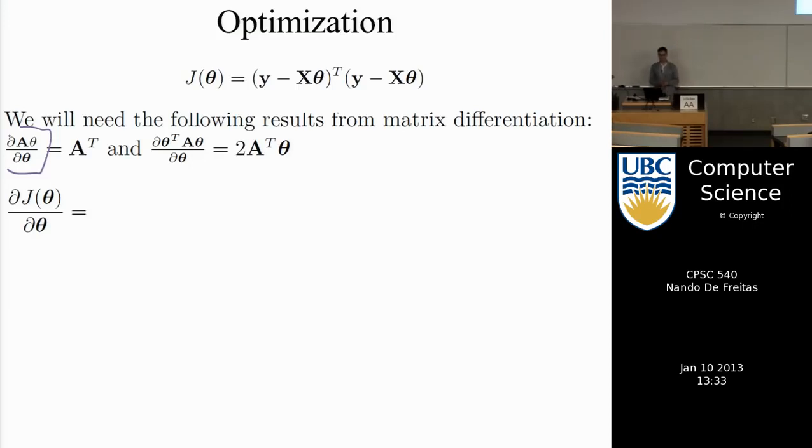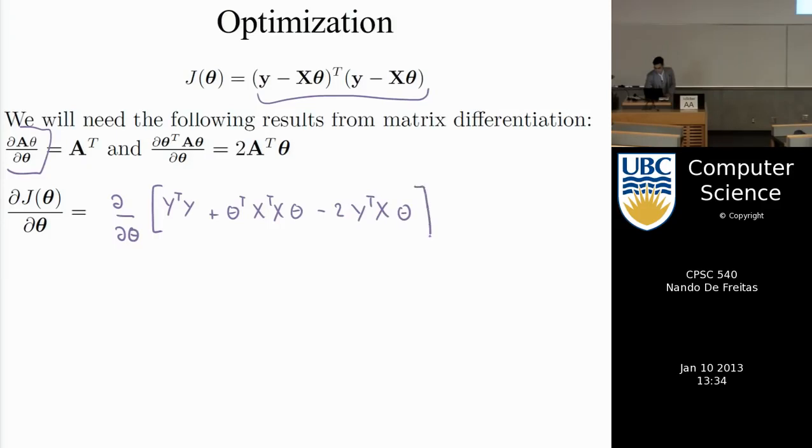Once we accept this, we can compute the derivatives all in one single go, all of the derivatives with respect to the whole vector of thetas, as opposed to doing them one by one. In particular, the derivative of the cost is just the derivative with respect to the vector theta of this quadratic form, which is y transpose y plus theta transpose X theta minus 2 y transpose X theta. Okay, so I'm just multiplying terms. Now, why was I able to group the two cross terms? In other words, y transpose X theta and X theta transpose y.